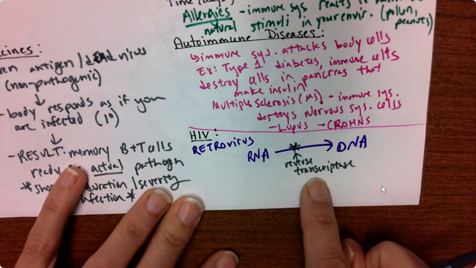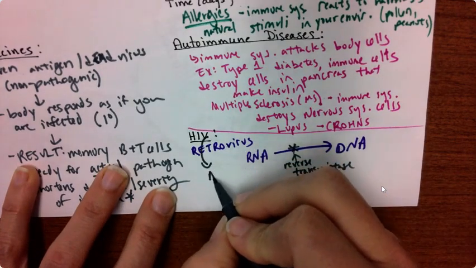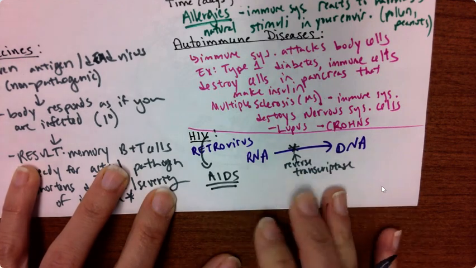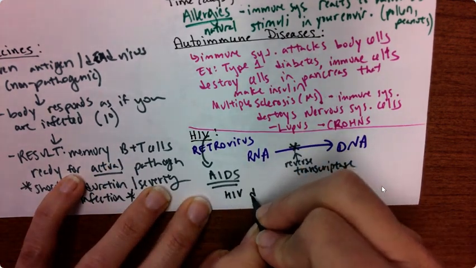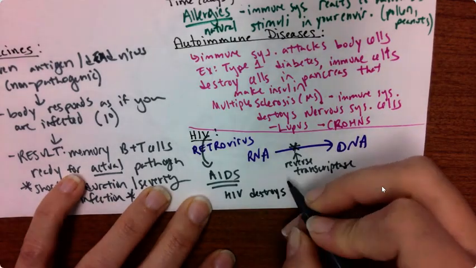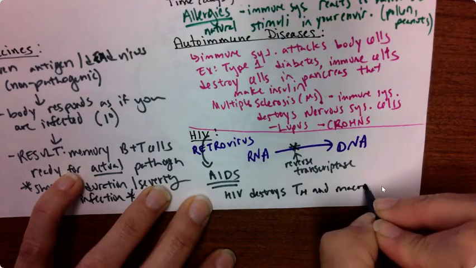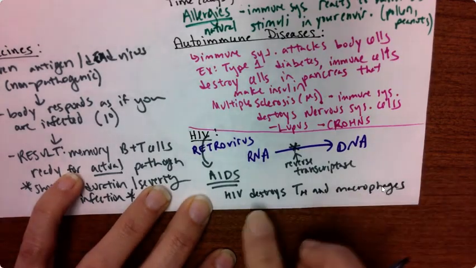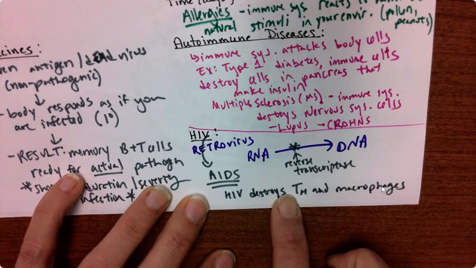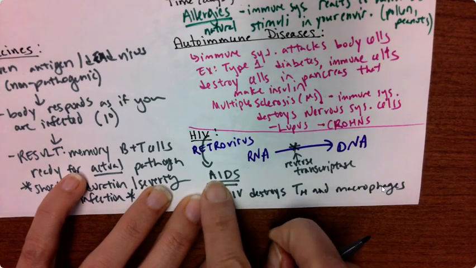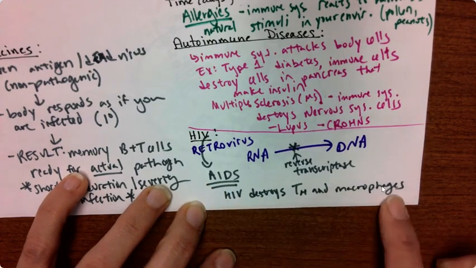But why am I talking about it here? I'm talking about that here because HIV causes AIDS, acquired immunodeficiency syndrome. How does it do that? HIV destroys T helper cells and macrophages, which destroys the signaling and coordination of your immune system. So it leads to AIDS because you die of a different secondary infection because your immune system isn't working.